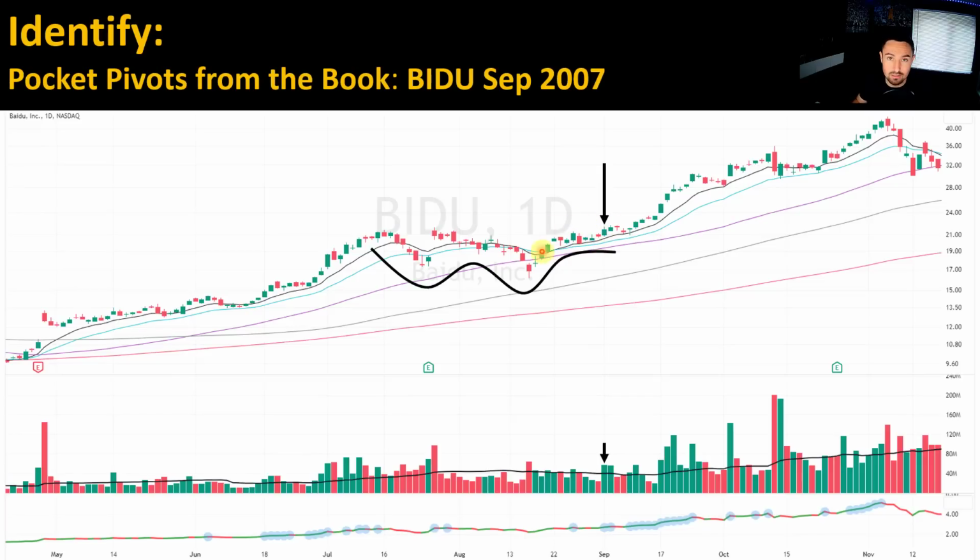as the pivot is developing. Now, the tightness as the pivot develops is often going to look like a mini Darvas box, where price may drift sideways for 3, 5, 7 sessions, something like that. Maybe a little bit more, maybe a little bit less, depends on the setup.